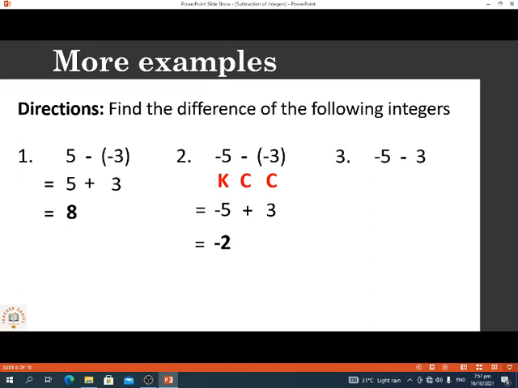Next, negative 5 minus 3. So change the sign of the subtrahend. So positive 3 will become negative 3. Change the operation. Minus will become plus. Keep the minuend. So we will just bring down the minuend. So it will become negative 5 plus negative 3. So we will apply the addition rule. Negative 5 plus negative 3 equals negative 8. Do you have any question?